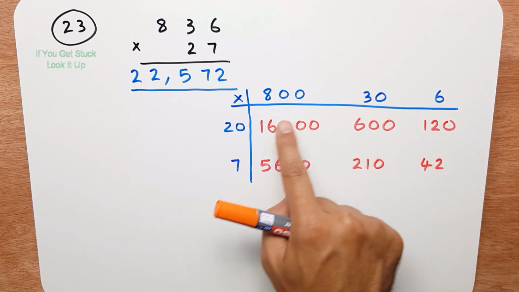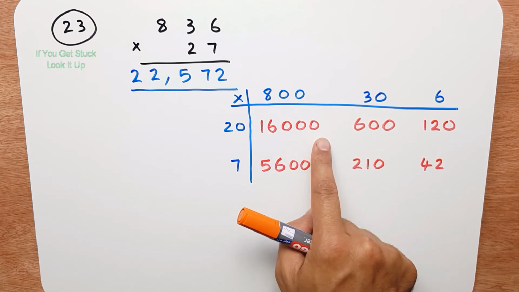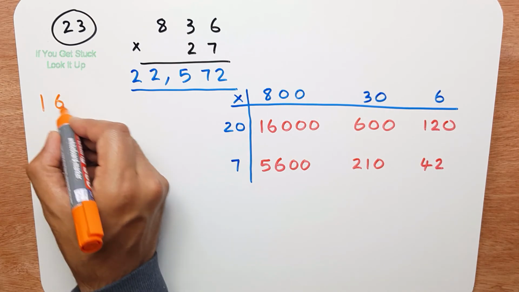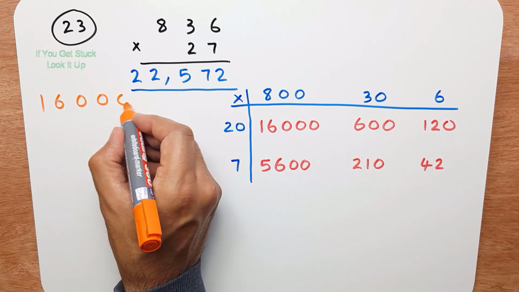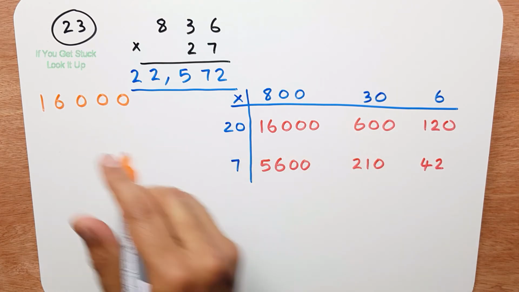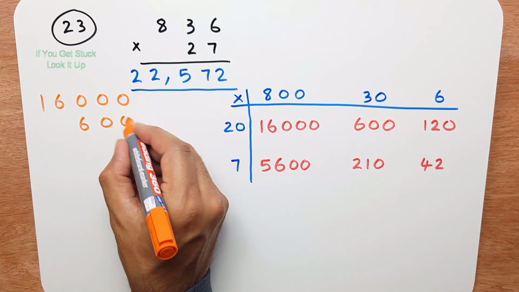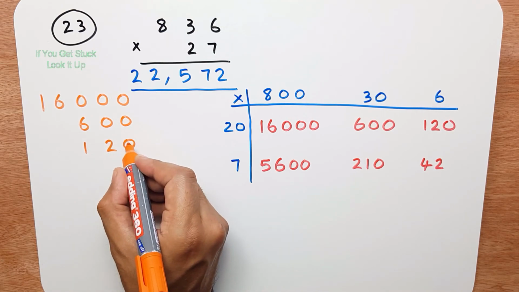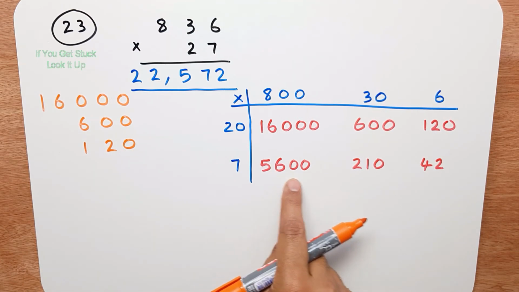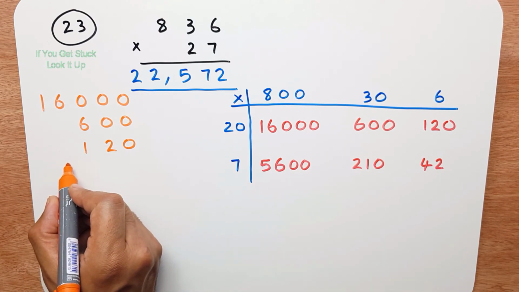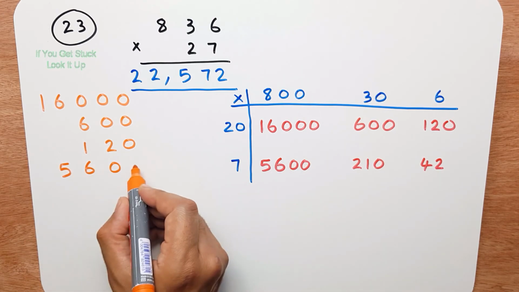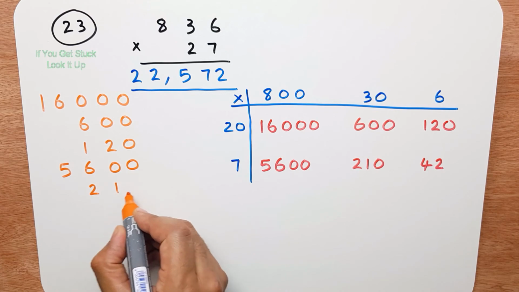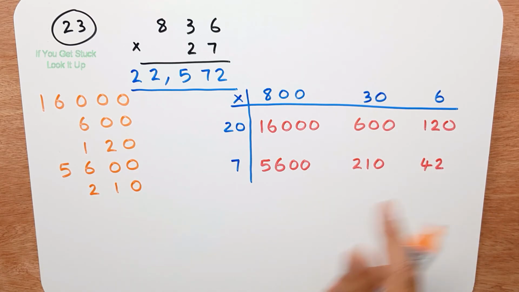My next step is now to add all these together. So I have to be careful how I line them up. So let me do column addition here. 16,000, 600, 120, 5,600, 210, and finally 42.